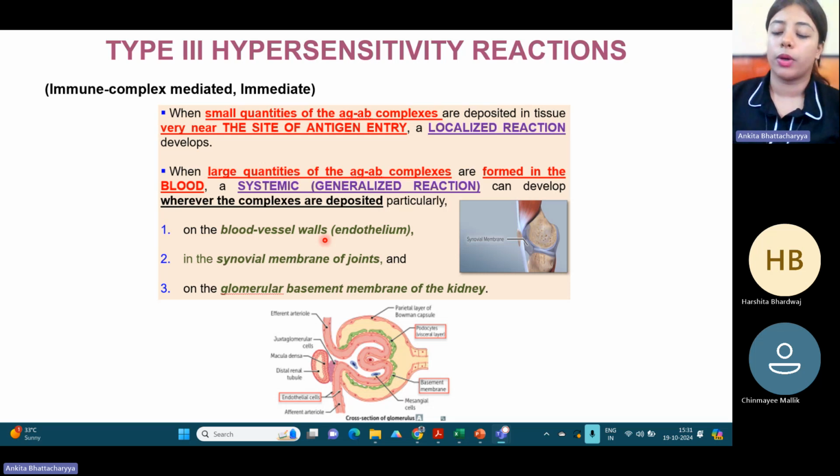However, in this case, we are talking about the deposition and circulation of immune complexes, antigen antibody complexes, particularly either on the blood vessel walls, which is the endothelium, or in the synovial membrane of joints. This is the synovial membrane. Basically, you can see this is somewhere around the patella, which is at the knee. And the third example is on the glomerular basement membrane of the kidney.